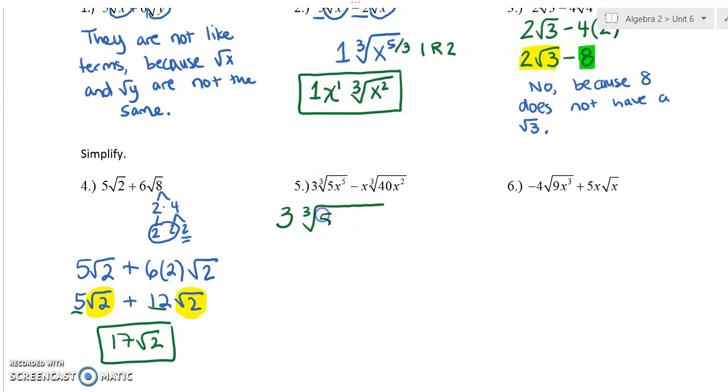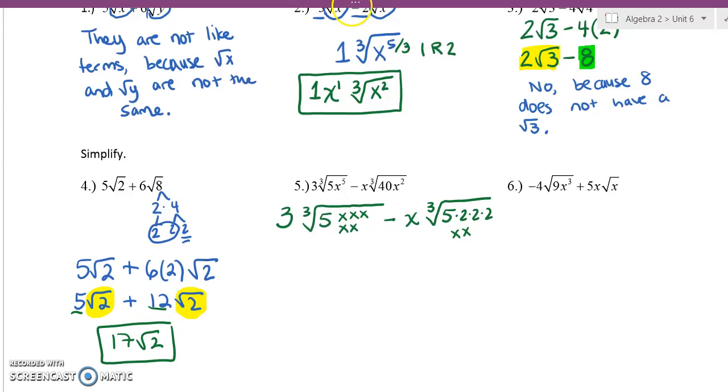So we have 5 times, and then we have 1, 2, 3, 4, 5 x's in there. So I'll kind of leave it out so you can see it. Minus x on the outside, and inside the cube root we have the number 40. Now 40 breaks down to 5 times 8, but 8 breaks down to three 2s, so it's 2 times 2 times 2. And then we have 2 x's. So that's what all of the roots break down to.